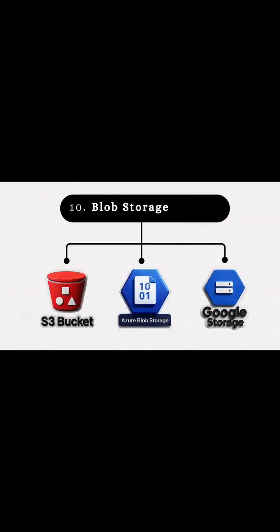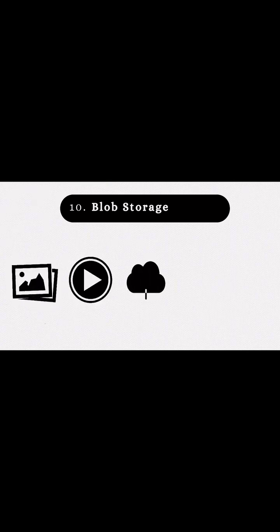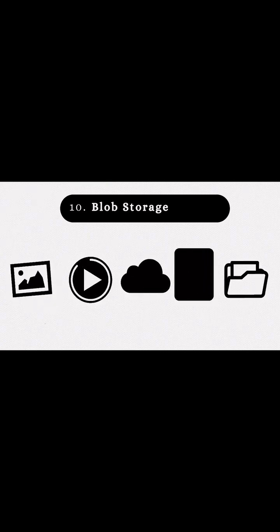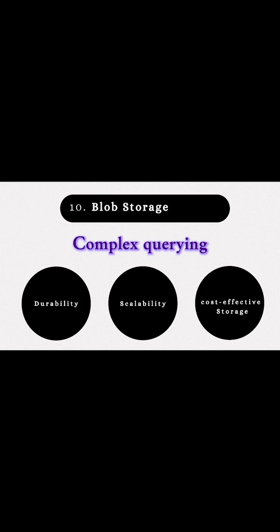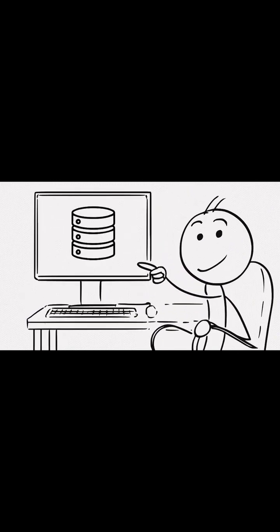Finally, blob storage is used to store large unstructured objects like images, videos, backups, documents, and media files. These systems are optimized for durability, scalability, and cost-effective storage rather than complex querying. Applications typically store metadata in a database and keep the actual binary data in blob storage.